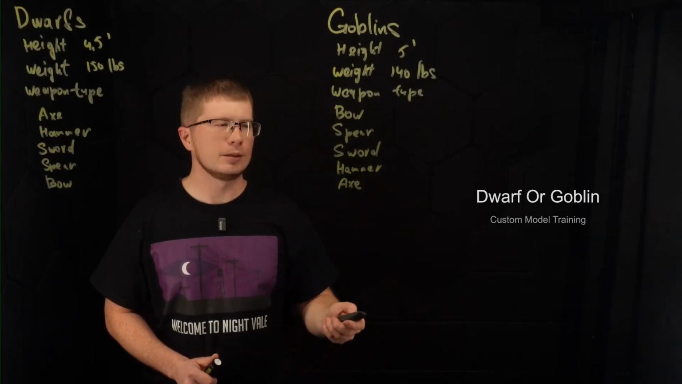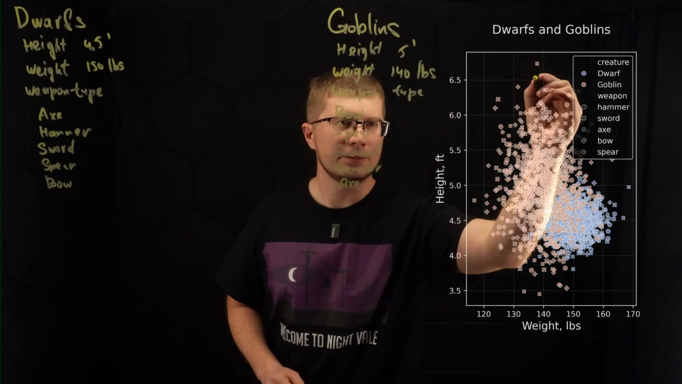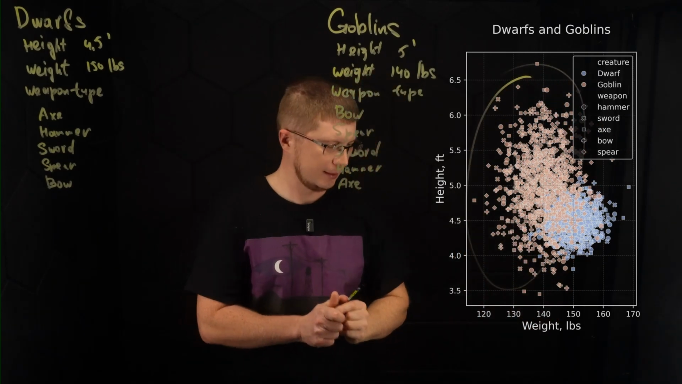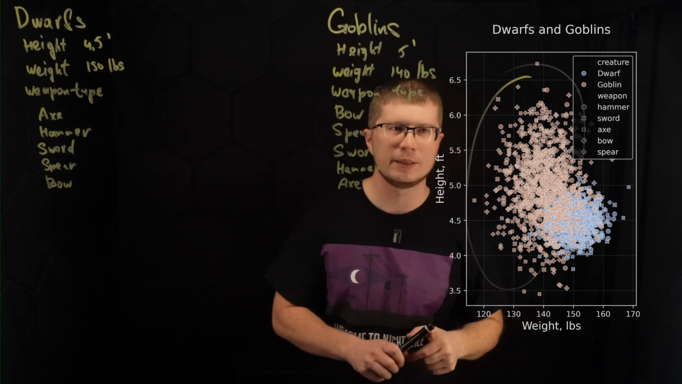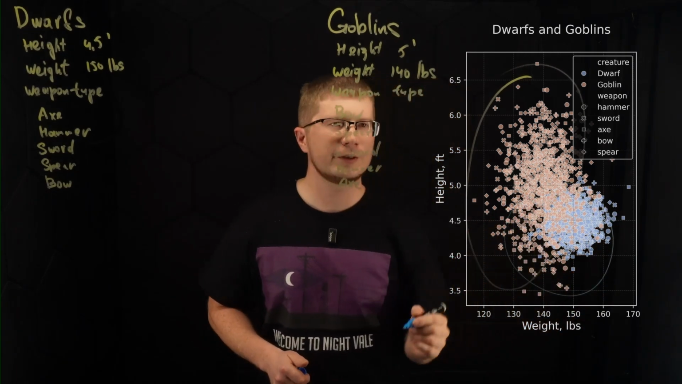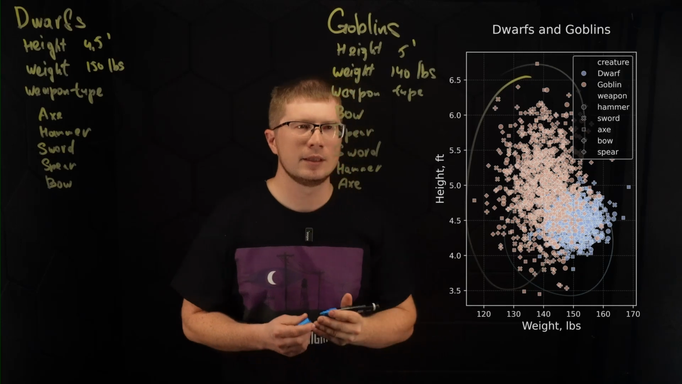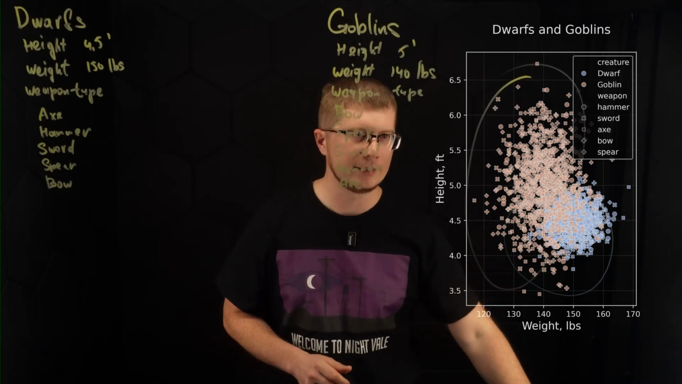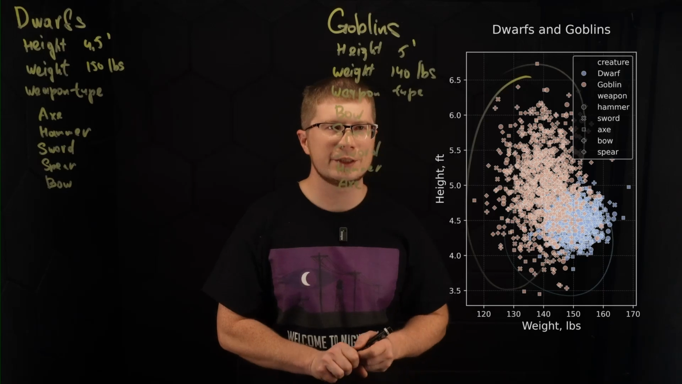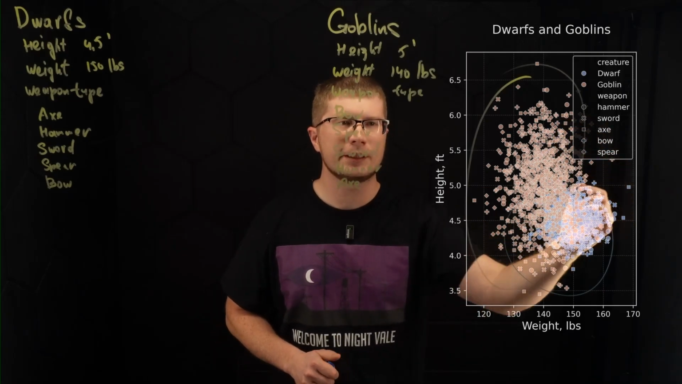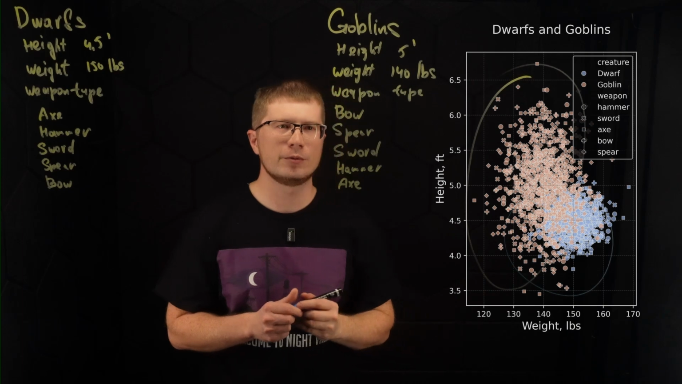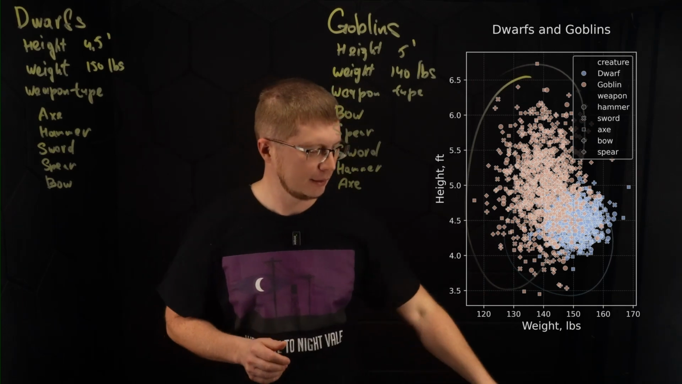And if we take a look at the distribution, this blob is for goblins, and the blue one is for dwarfs. So dwarfs are more localized in the bottom right area of the chart. And on the legend you can see the different weapon types. So each marker is responsible for a different weapon type here.